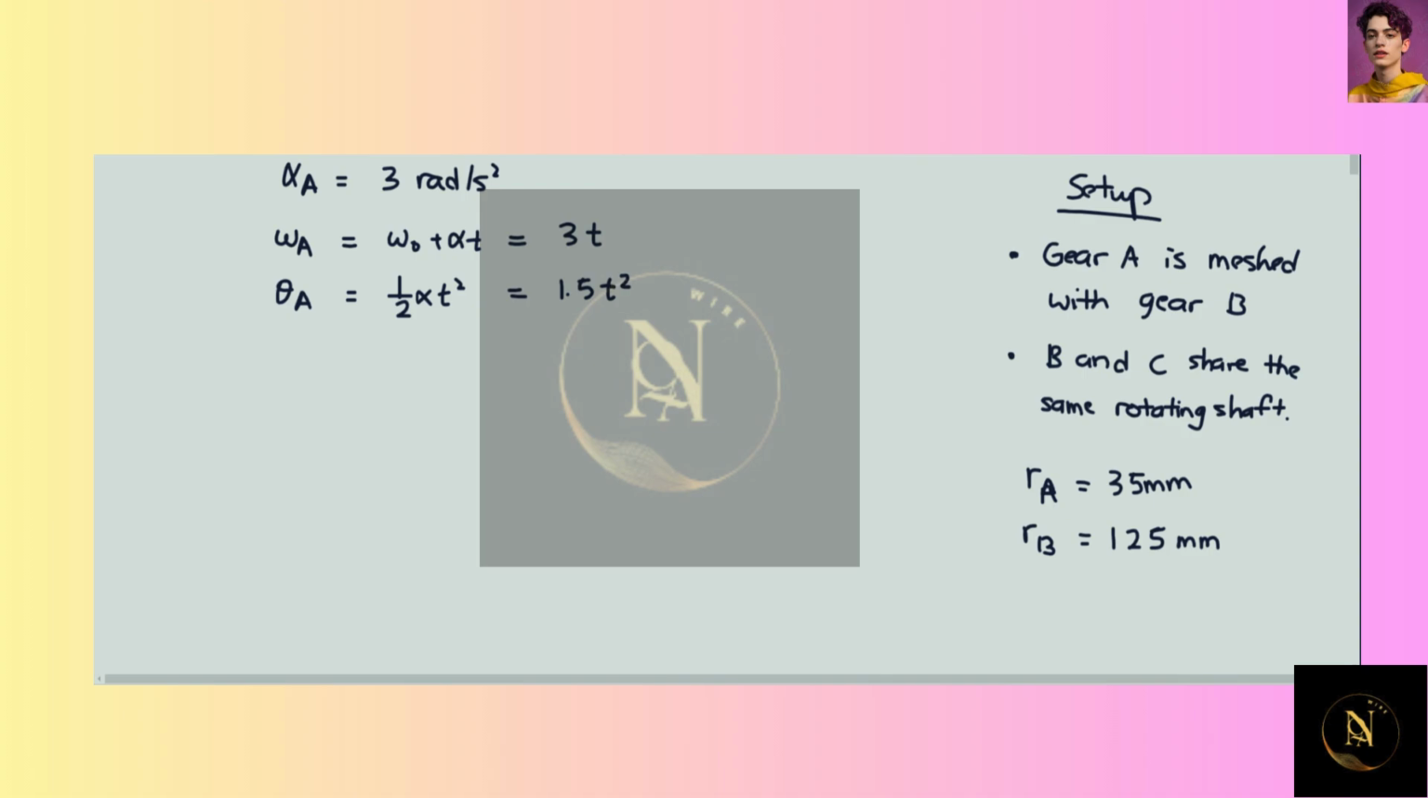Okay, so the question is asking for the angular velocity and angular displacement of output shaft C at t equals to 2 seconds. Okay, so at t equals to 2 seconds, we can find omega A is 6 radians per second, and then theta A is 1.5 times 2 square. This is 6 radians.